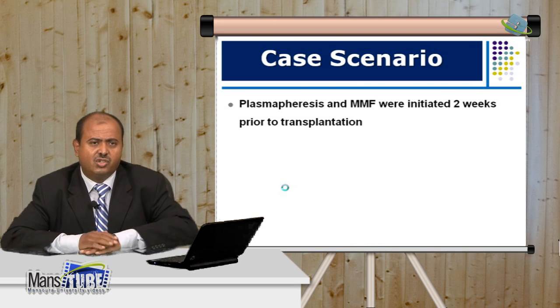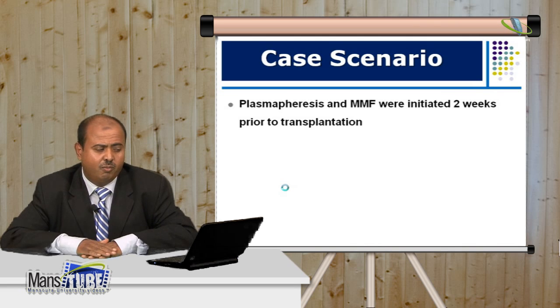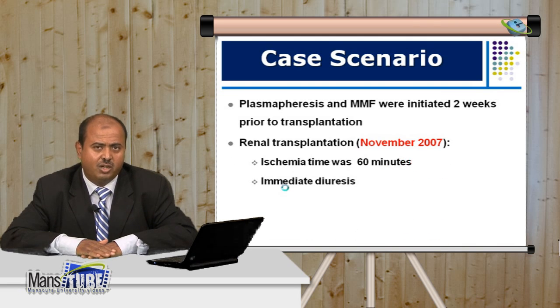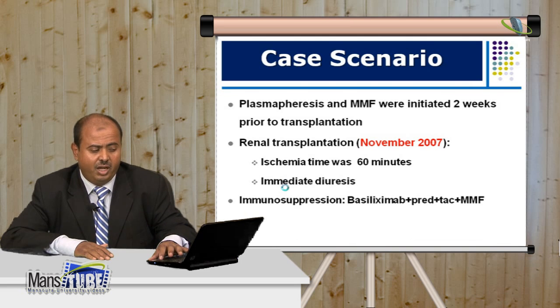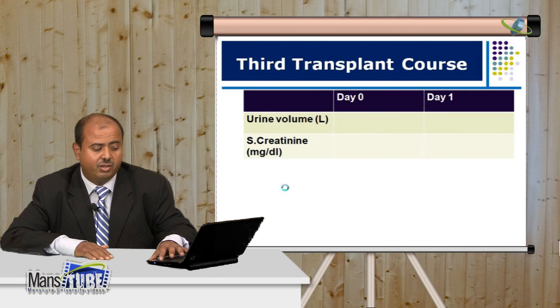We treat these patients carefully, so we prepared him with plasmapheresis, although the cross-match was repeatedly negative, and MMF was initiated 2 weeks before transplantation. He was transplanted in November 2007, ischemia time 60 minutes, immediate diuresis, and maintained immune suppression: basiliximab, prednisolone, tacrolimus, and the MMF.